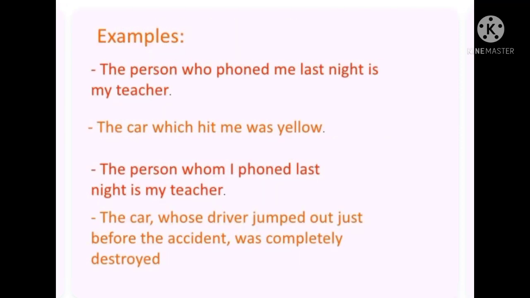Examples. The person who pwned me last night is my teacher. The car which hit me was yellow. The person whom I pwned last night is my teacher. The car whose driver jumped out just before the accident was completely destroyed.